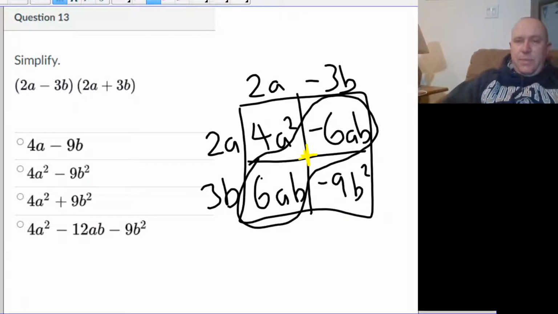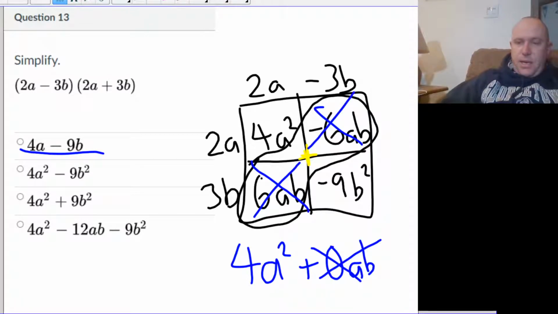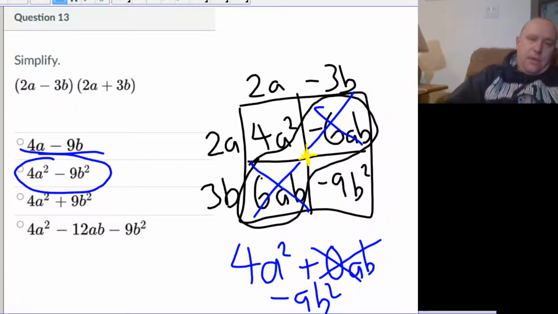And don't forget to add these middle terms together as well. So starting in the top left, I can see it's 4a squared, so there's one answer gone. 6 add -6 is 0, so technically it's 0ab, but if it's 0, we don't actually put anything at all, so you could actually just cross those out. And then at the end here, we've got -9b squared, and you can see that it's the answer from there. And you could probably have got rid of this answer pretty quickly as well, as it says +9b squared, just by looking at that bottom corner as well.